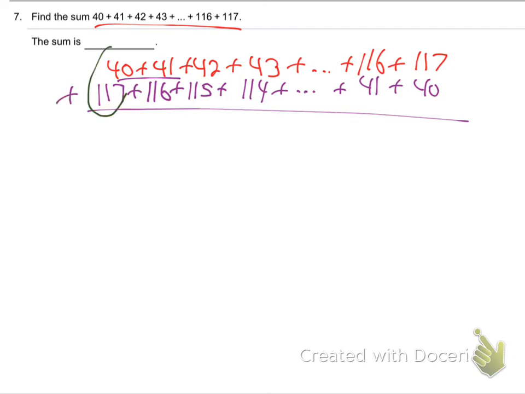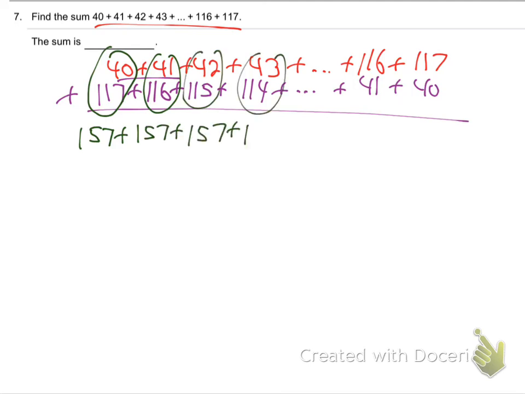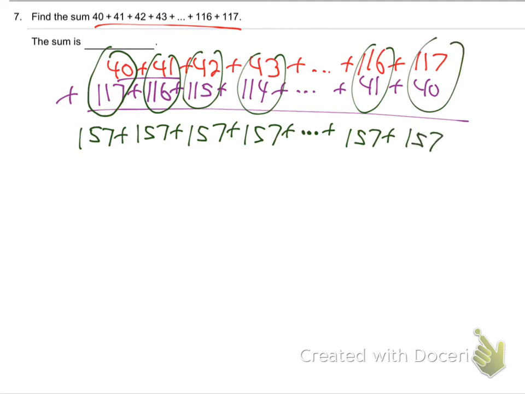Remember, add them straight up and down. They'll always come out to be the same number. 157 right here. 157. See how it's always coming out? 157, 157, dot, dot, dot. Even right here, 157, 157. So it's a whole bunch of 157s. Again, this is the list twice. Once forwards, right? I wrote the list forward and backward. Forwards and backwards. So my answer is this is the list twice, so I need to divide by 2.